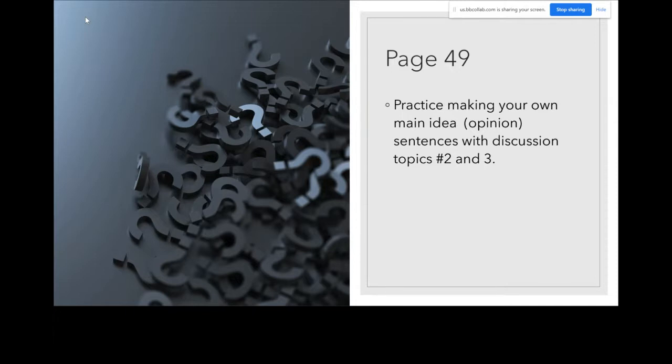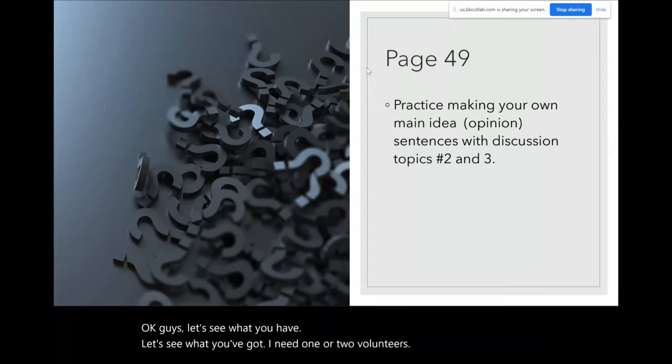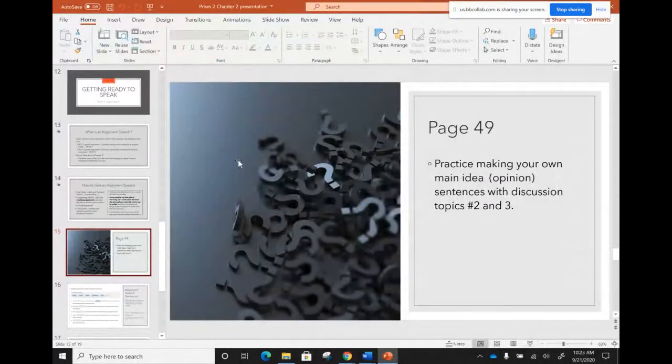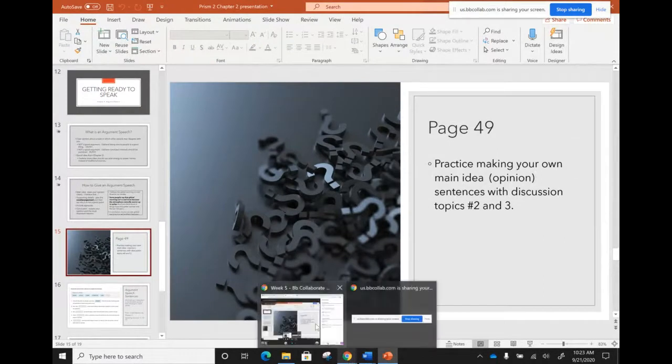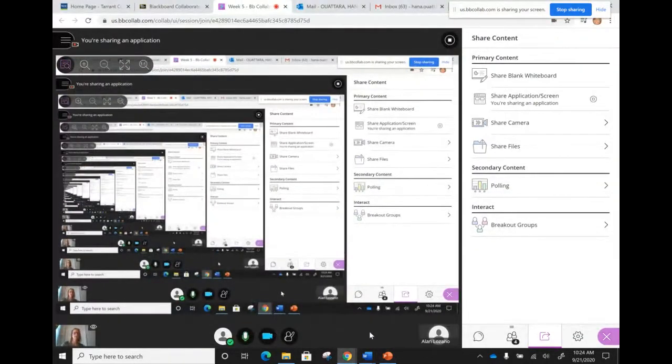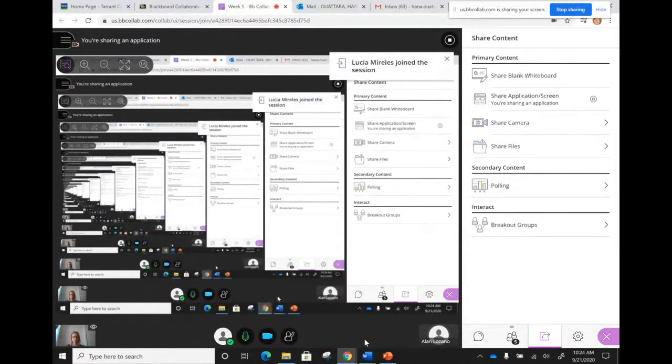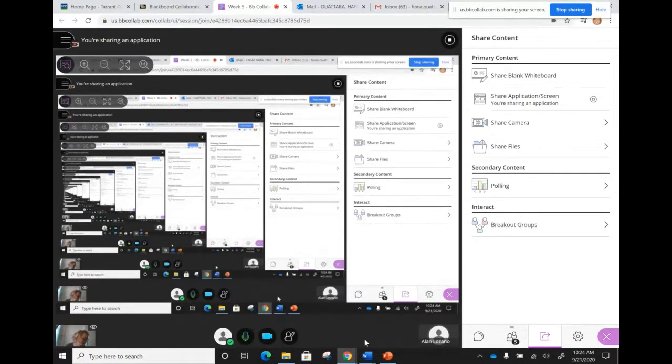Okay, guys, let's see what you have. I need 1 or 2 volunteers. Let me go back to my Blackboard screen so I can see. Go ahead and click on the raise your hand button if you would like to share your example of a main idea. Click on the raise your hand button. Okay, Alan. Alan, tell us which topic you chose and then tell us your sentence.